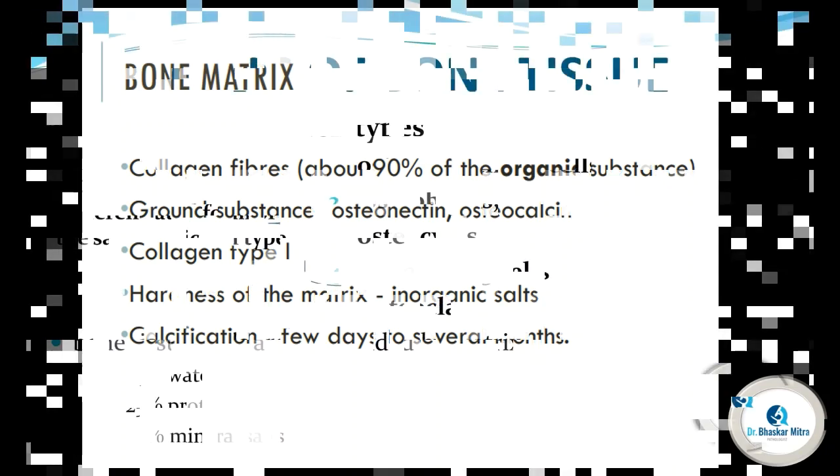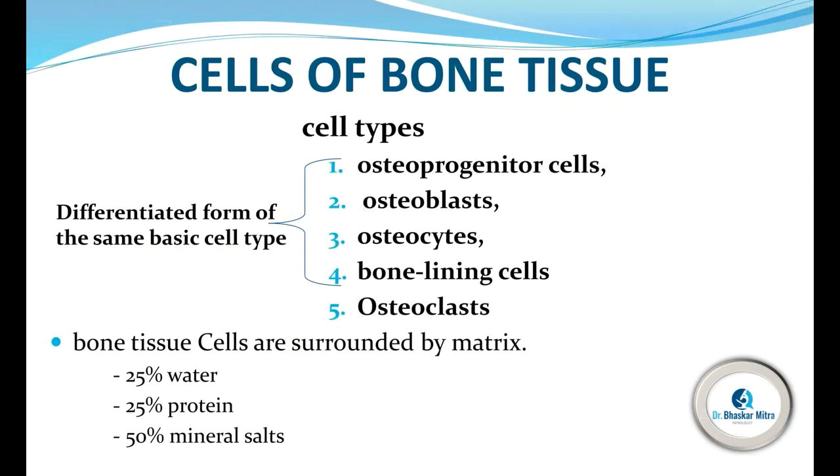After that, what are the cells? That is important. The cells I am talking about are a very important area in the bone. Here we can see different types of cells. First of all, the osteoprogenitor cells, osteoblasts, osteocytes, bone lining cells. Another is the osteoclast. Now, among the whole bony matrix, the water is 25%, 25% is the protein material, and 50% are the mineral salts in a normal bone.